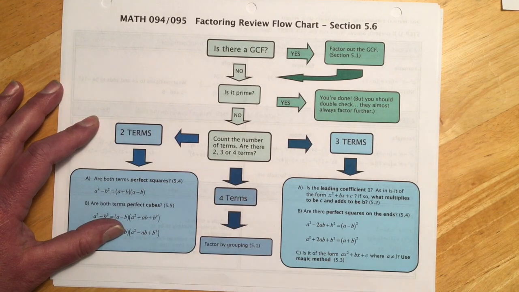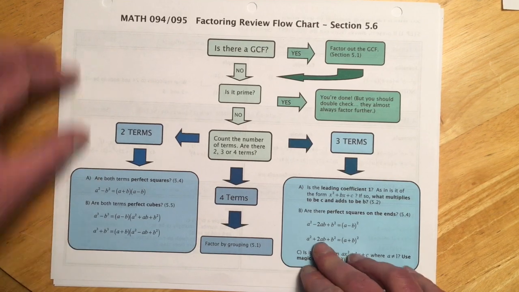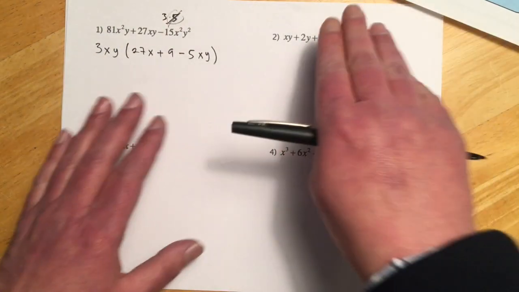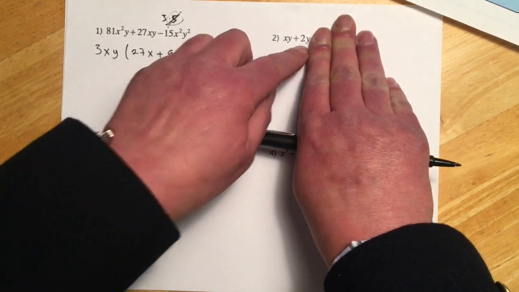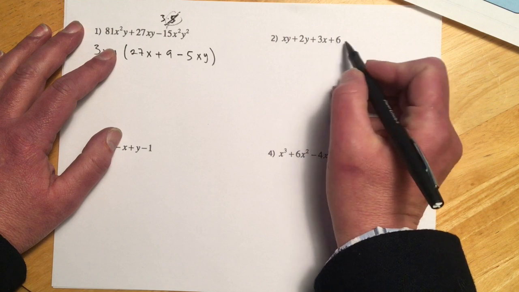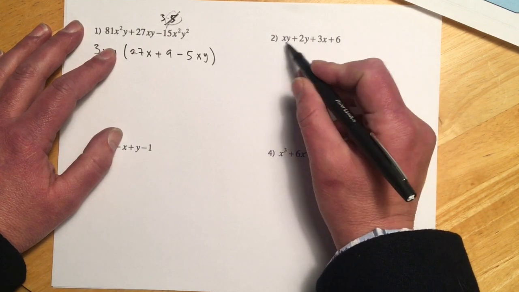And right now we're looking at the 4-term problems, and those are always going to be 5.1 factored by grouping. And so factoring by grouping is where we cover up the second 2 terms, and we look and see what's common to the first 2. And we've already at that point scanned through and said, no, there's no GCF.